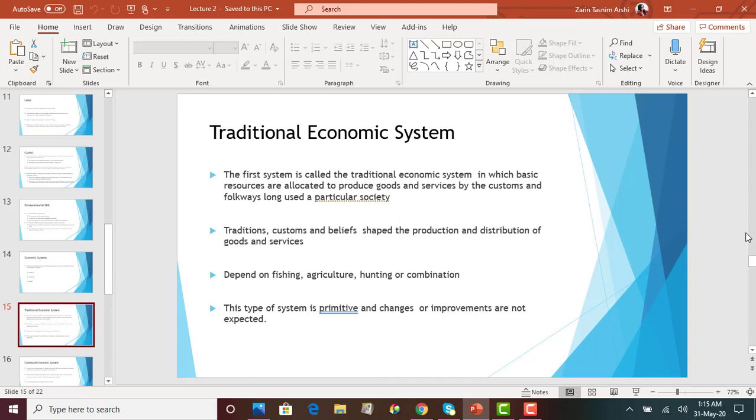Examples of this would include fishing, agriculture, hunting, or a combination of any of these three. An example would be the Mormons in Utah. They have their own culture, their own way of living, and they distribute the resources according to their culture and beliefs. So that would be classified under the traditional economic system.